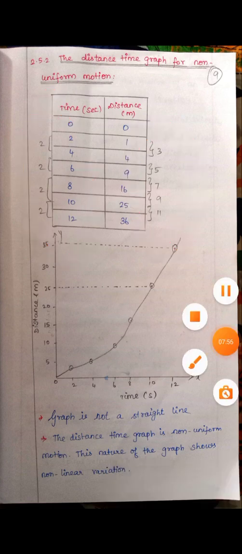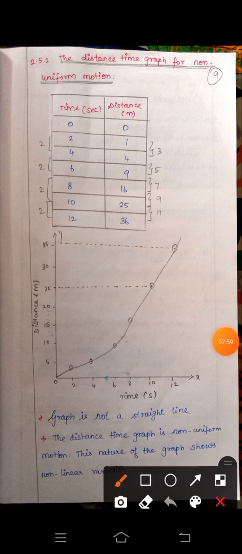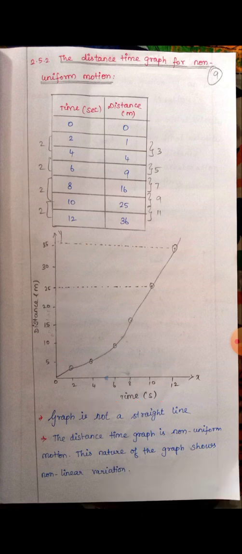So now let us plot the graph. We are taking x-axis and y-axis. On the x-axis we are denoting time in seconds and on the y-axis distance in meters. For one box we are keeping 2 units: 2, 4, 6, 8, 10, 12. Next here 5, 10, 15, 20, 25, 30 and 35. Now we are plotting the points.